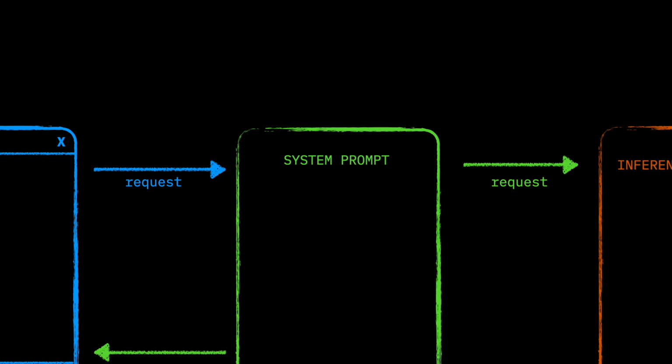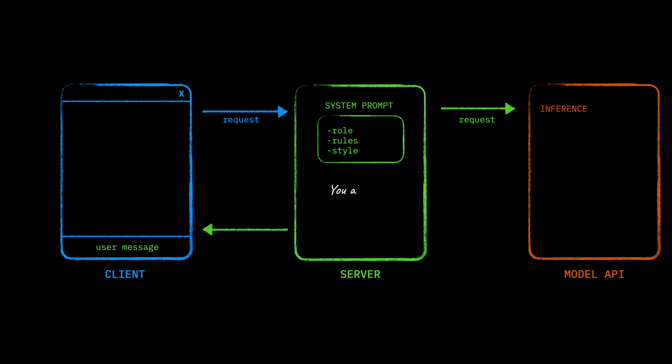It's where the people who built the app tell the model how to behave for this conversation, the role to play, the rules to follow, the things to never do. Same model, different system prompt, completely different product.